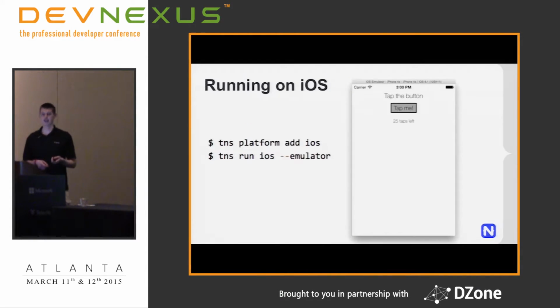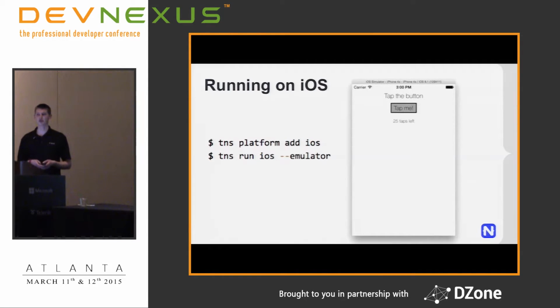And I'm going to go through this kind of quickly because I'm going to show you this live in just a second. You have to run a platform add command to do some platform-specific configuration. Basically, on iOS, this will set up your Xcode project for you. On Android, it's going to set up your Android project, add all the appropriate configurations and files that NativeScript needs in order to build your apps.